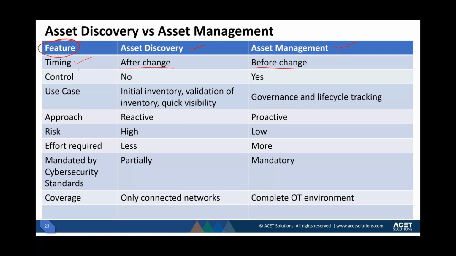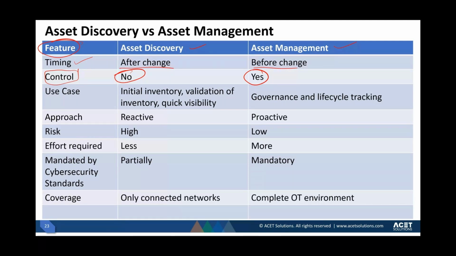If you are trying to assert any kind of control, then asset discovery does not give you any control because the change has already happened. But if you have a good asset management regime implemented, just like the MOC concept of a transmitter, you would have full control over what change is made, when it is made, who makes the change, and what will be the impact on all those things.